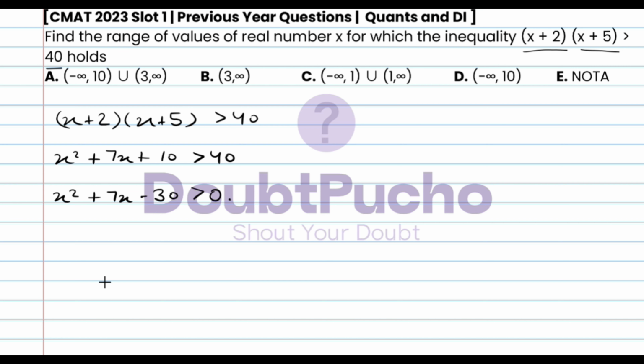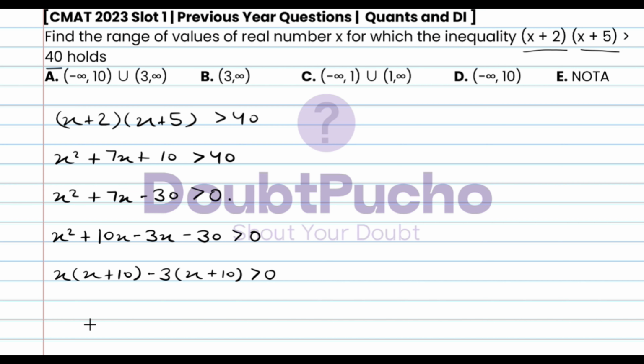0. Now doing the middle term splitting, we will have x square plus ऐसे कोई दो नंबर जिनको ऐड करने पर 7x आए और मल्टीप्लाई करने पर माइनस का 30x स्क्वायर आए. These two numbers will be प्लस का 10x and minus का 3x minus का 30 is greater than 0. Now pairing them up, first taking out the common x plus 10 and minus का 3 common आ जाएगा, x plus 10 is greater than 0.